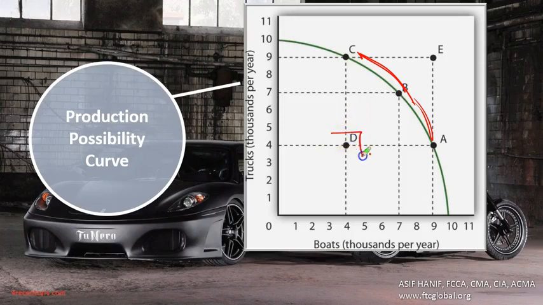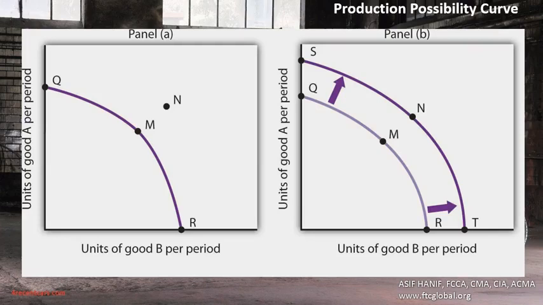If your economy is at point D, what does it tell you? It tells you that you are not utilizing your productive potential. Position D indicates that resources are not being fully utilized. It is underutilization of your resources. E is impossible. Your production possibility curve can have these shapes as well.